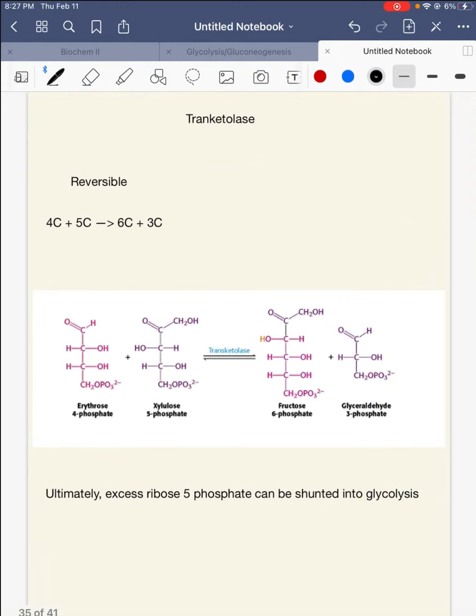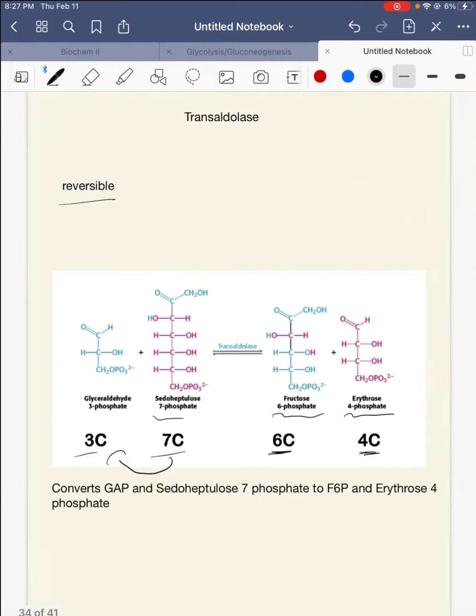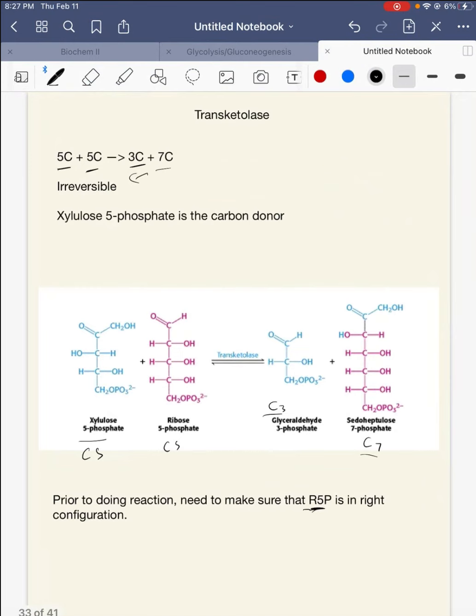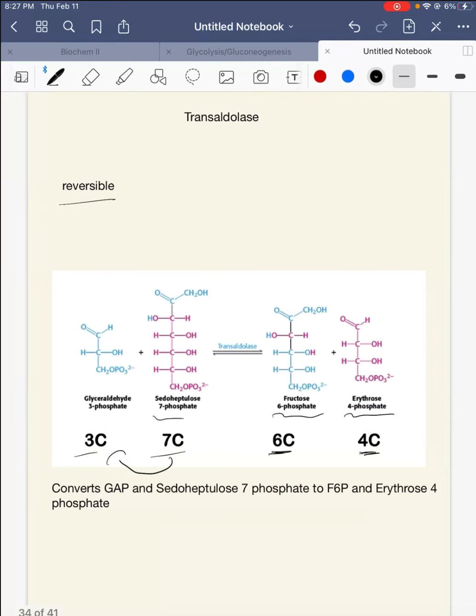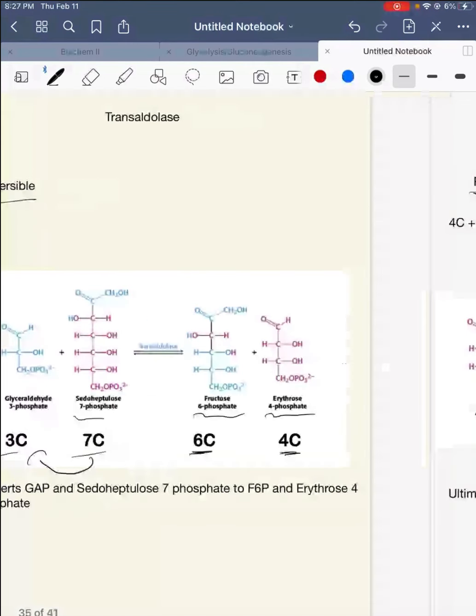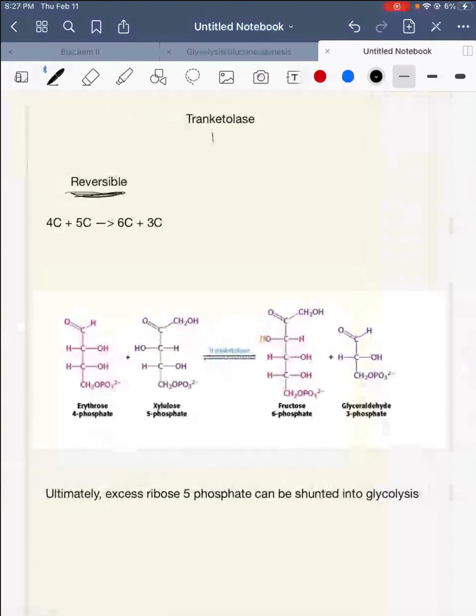Okay, so we have transketolase again. Transketolase does the first and the last reactions. This reaction is reversible. Something to know about enzymes is that the enzyme does not really determine if a reaction is reversible or not. It's usually the substrates and the products you're making, and whether your substrates or products are higher in energy. So transketolase actually catalyzes a reversible and an irreversible reaction in the non-oxidative phase.